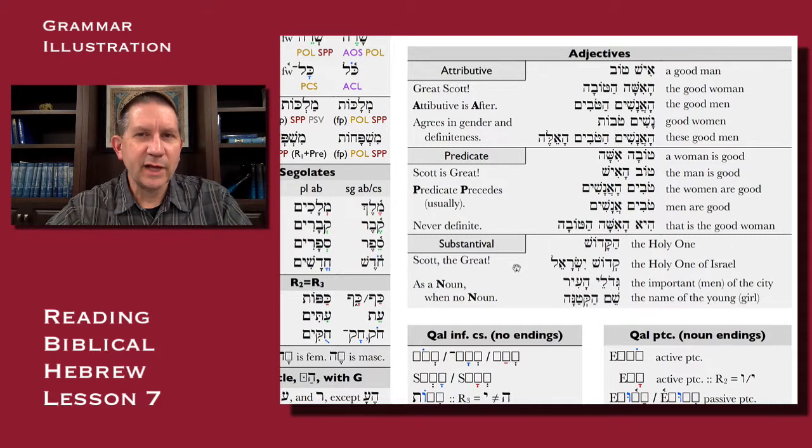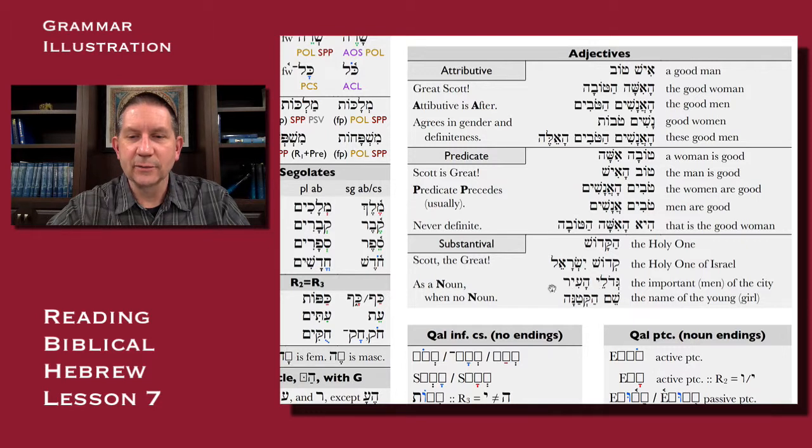A substantival adjective doesn't have a noun with it. It has all the characteristics that the noun would have. So we will translate it as a noun when there is no noun with it. So ha-kadosh, kadosh means holy, it's articular, and we would say something like the Holy One. Kadosh Yisrael, you can see that this is actually in construct with the following noun, and we'll say the Holy One of Israel.